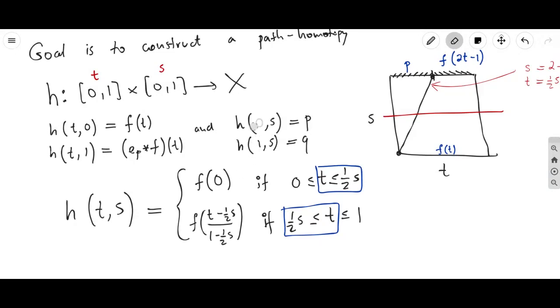If you set t equal to 0, that's f of 0. That's p. If you set t equal to 1, you're in the second condition. So you set t equal to 1, that's 1 minus a half s divided by 1 minus a half, which is f of 1. F of 1 is the right endpoint, q. So everything works out in the end. But as you can see, it's not that easy.